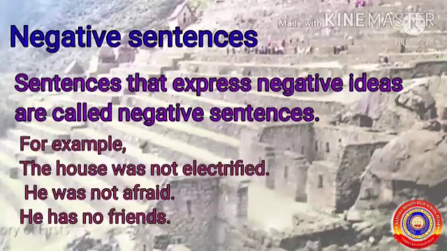Next one is negative sentences. Sentences that express negative ideas are called negative sentences. For example, the house was not electrified. He was not afraid. He has no friends.